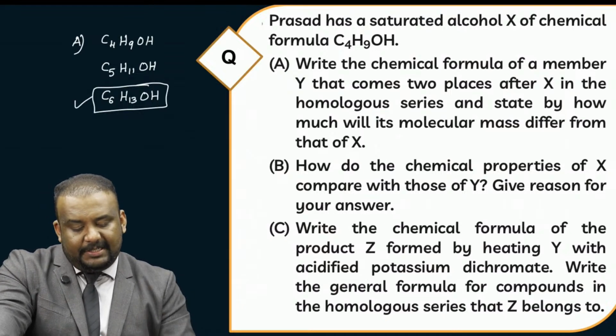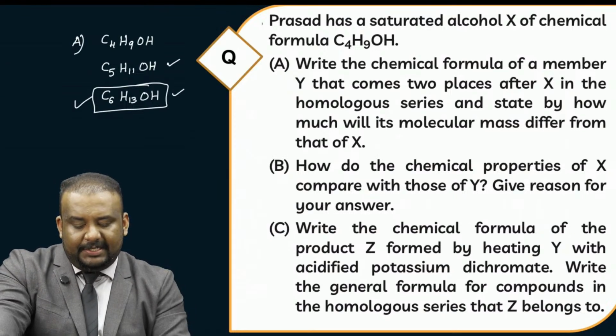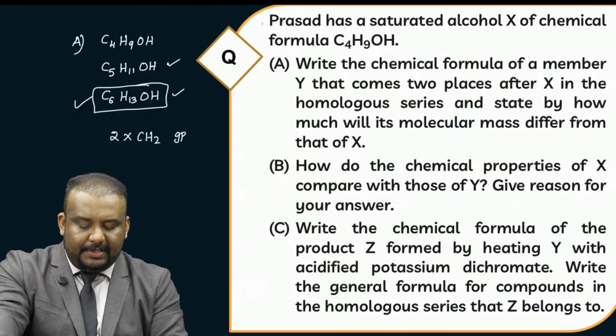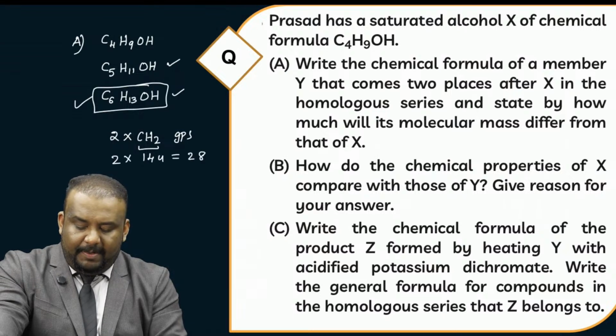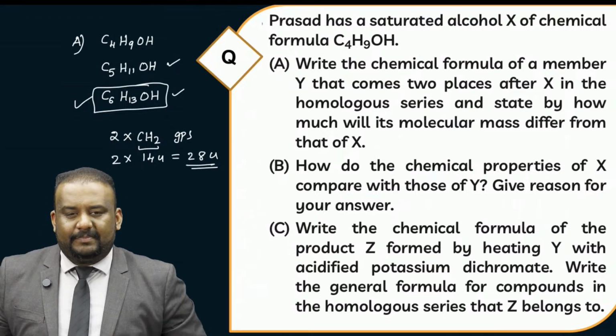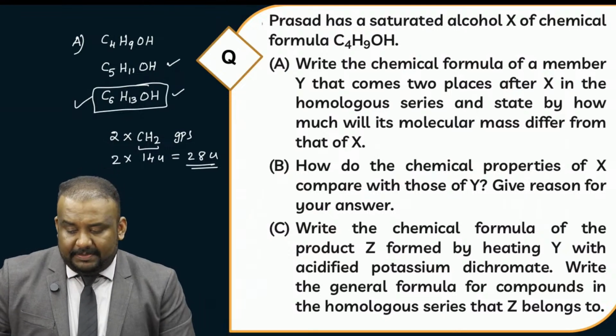And what is the difference in the molecular mass? See, to this it is CH2, to this it is CH2. So the total mass difference will be two CH2 groups. What is the mass of one CH2? 14 units. So 2 CH2 means 2 into 14, which is 28 units. Is that clear? Very simple question, but a conceptual question.